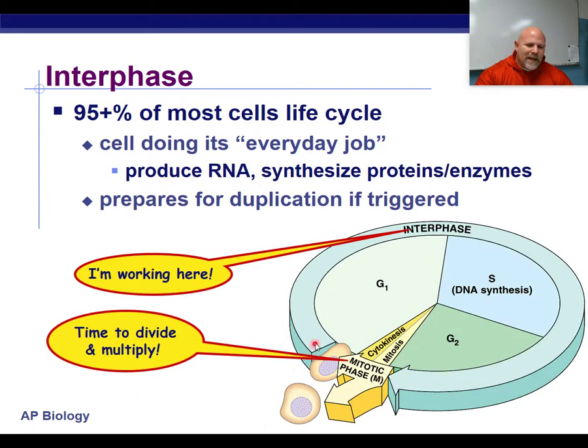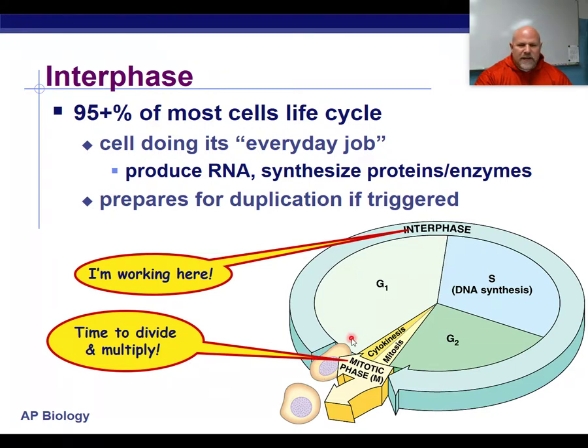So this G1, S, and G2 is all part of interphase, which is 95 to 99% of a cell's cycle, or even more than 99 in many cases. But this is when a cell is doing its job, okay, interphase. Most of this interphase is G1.